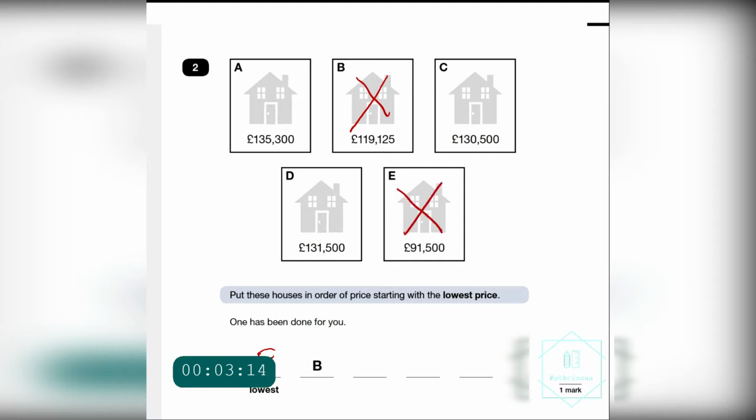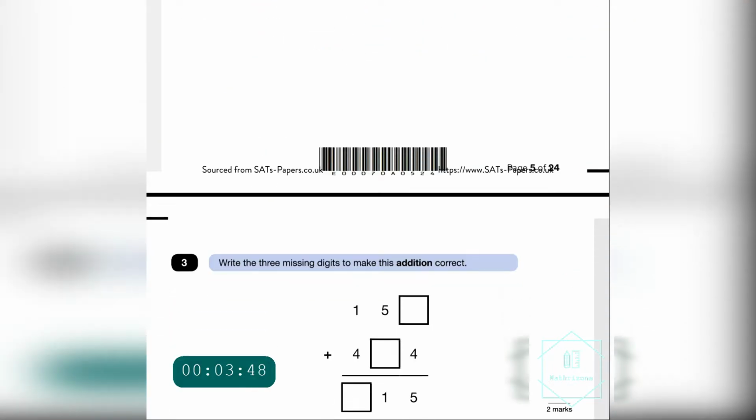So E is gone. Next are A, C, and D. The first two digits are the same, 13, but in C we have 0, in D we have 1, and in A we have 5. So we can compare these three digits. C is our next, then D, and then A at the end. Okay, that's our order. Let's move to the next question.